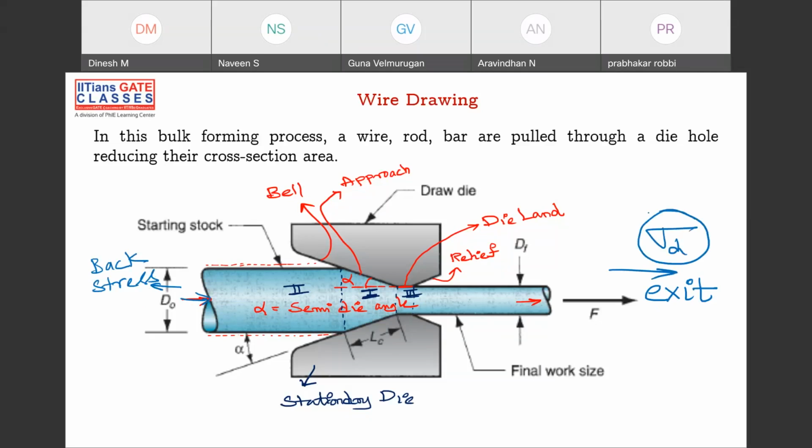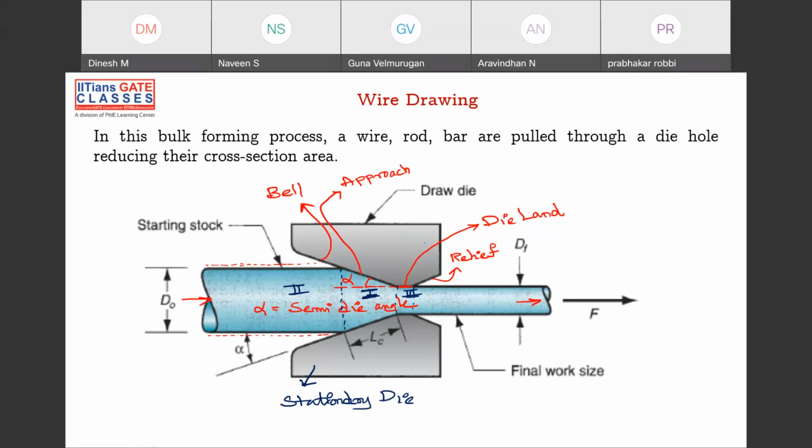This is what is drawing stress. You have to calculate how much stress we have to apply from the pulling side, so that this wire will come out, with the right direction and diameter. But before that we have to understand the system. There we have rollers. Rollers are rotating. Here we don't have any rollers.